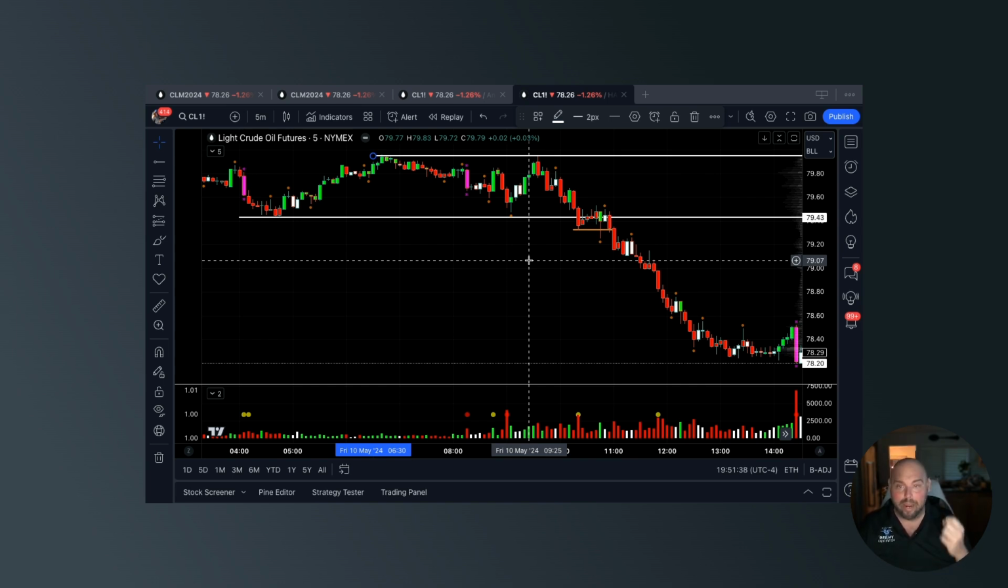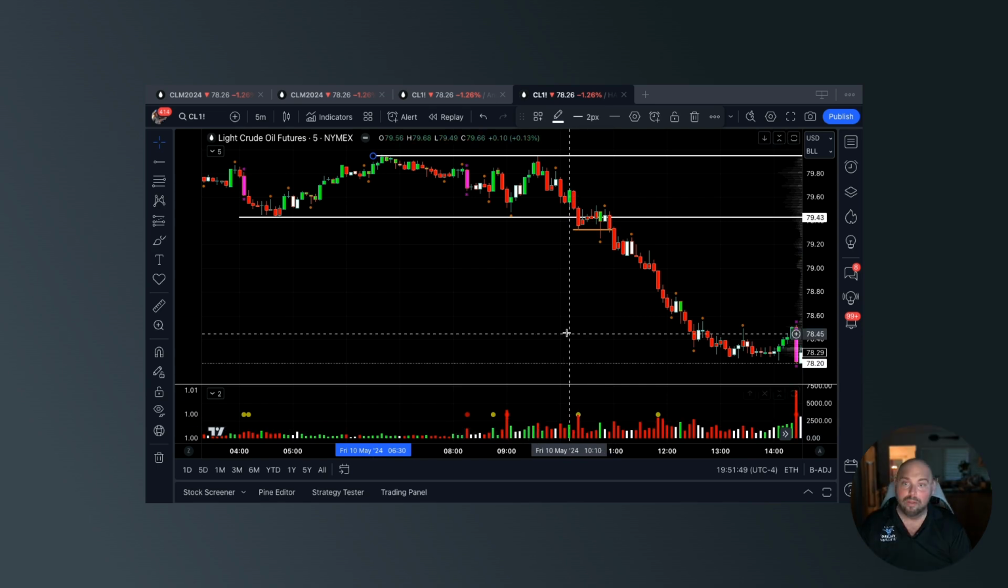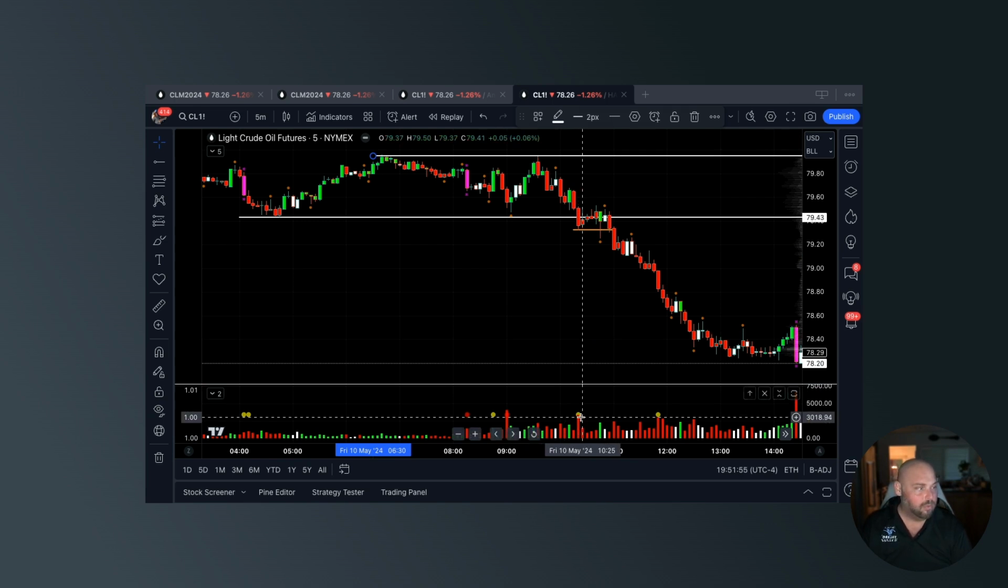I want to talk about this very specifically, because you're going to say, Anthony, but the first break of the range has really high volume. And it does. It does have high selling volume. But notice that little yellow dot right there? That is a high volume radar dot.